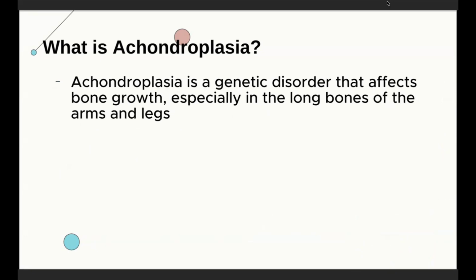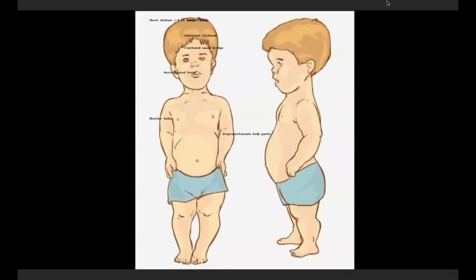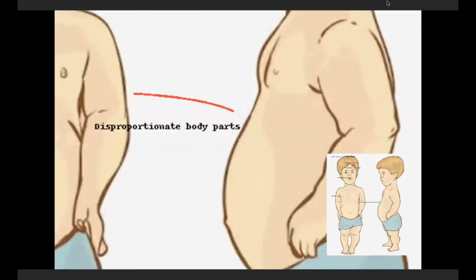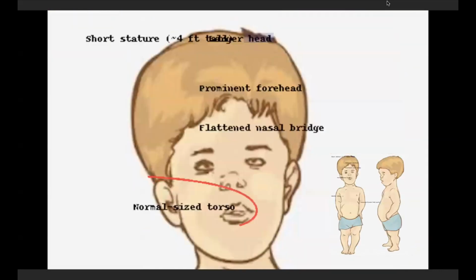Achondroplasia is a genetic disorder that affects bone growth, especially in the long bones of the arms and legs. People with this condition have a short stature, typically around 4 feet tall, and disproportionate body parts: a normal-sized torso with shorter limbs, a larger head, and distinct facial features like a prominent forehead and flattened nasal bridge.